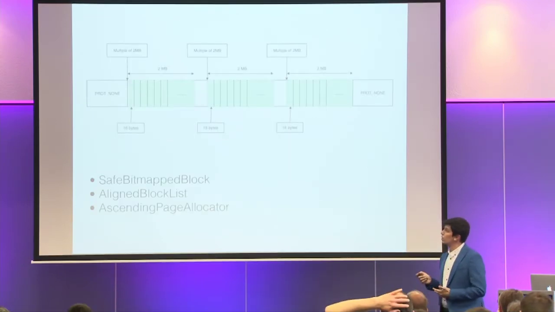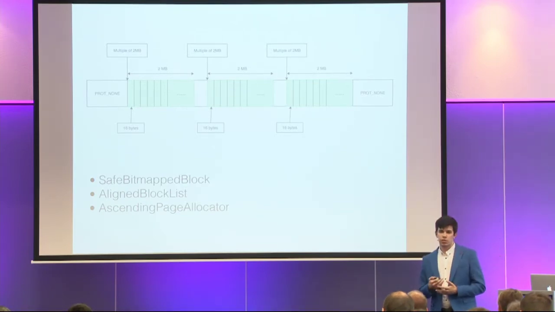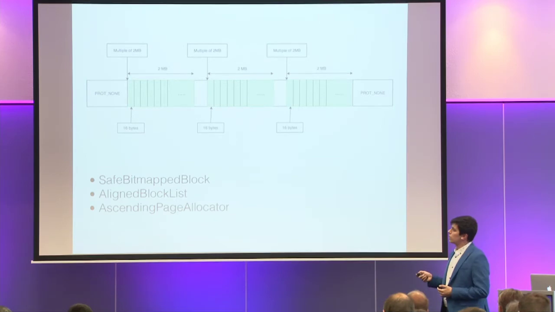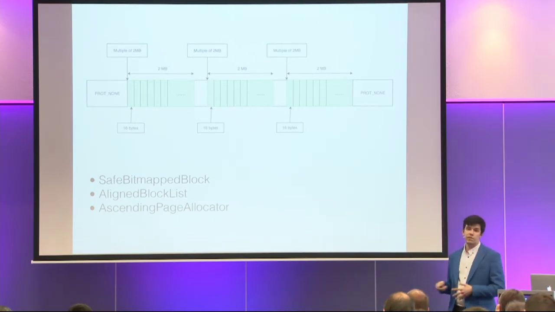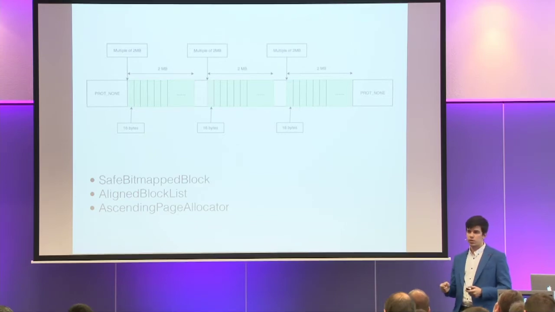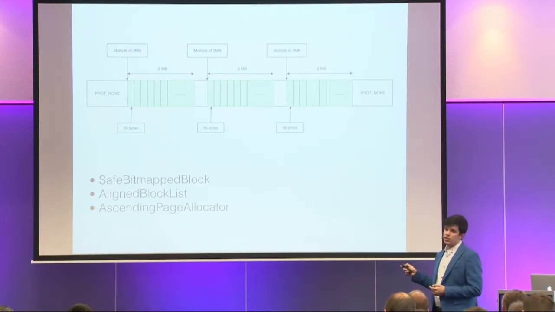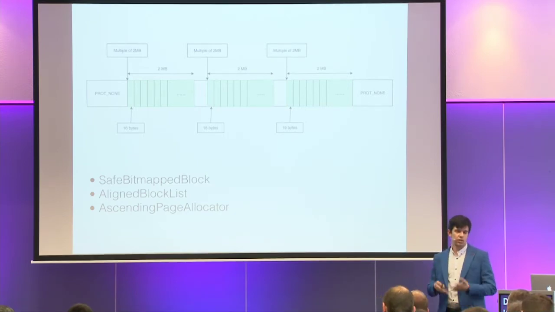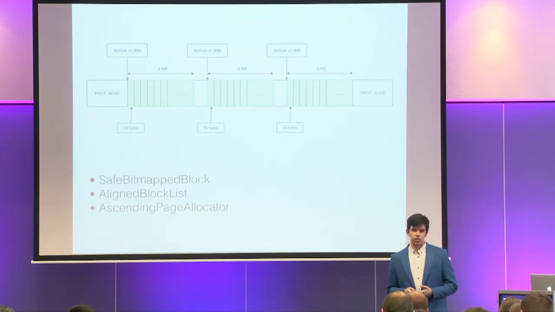Okay, so far in our design, we can already distinguish a couple of allocators. Each green chunk is some variant of the bitmap block. In our case, let's call it the safe bitmap block, because we don't reuse memory. The blocks are linked in a list. This is the align block list. And all of these draw memory from a root allocator, which is the ascending page.